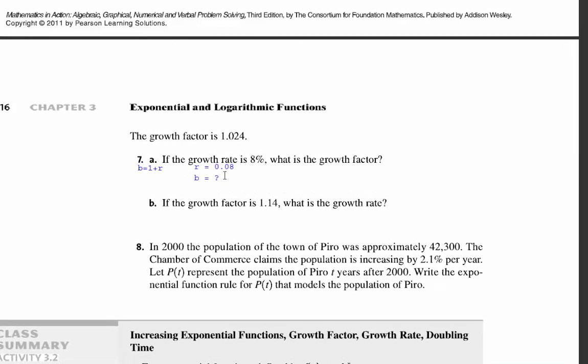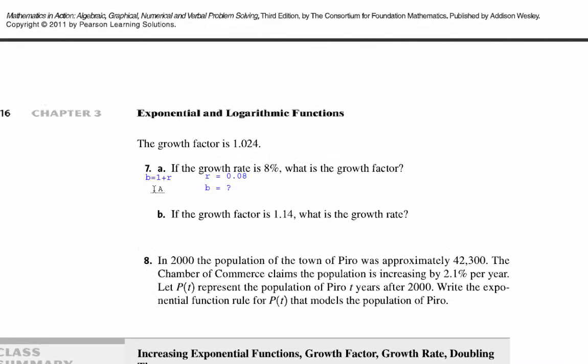When I substitute these values into my growth equation, we're left with B equals 1 plus 0.08. I've subbed that in for R. And our final answer would be B equals 1.08. Given a growth rate of 8%, our growth factor would be 1.08. Again, we were asked, what is the growth factor? Our growth factor is 1.08.